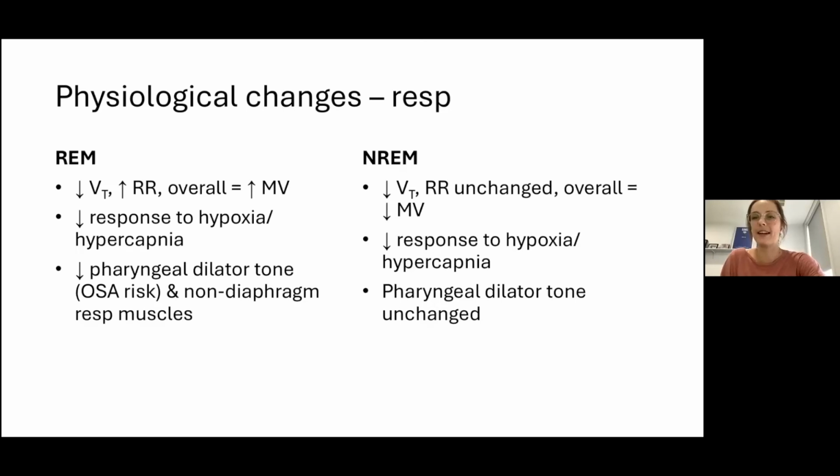Beautiful. That's exactly right. And the other thing to note is you do actually get decreased minute ventilation. So you've got your reduced tidal volume, but your respiratory rate doesn't increase. So you have overall decreased minute ventilation, but that's great. And the OSA risk is less in non-REM sleep.